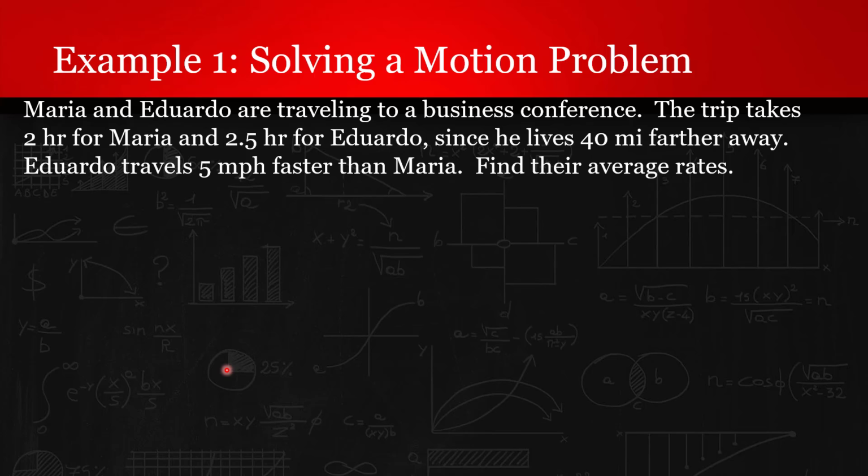And here is our first motion problem. Maria and Eduardo are traveling to a business conference. The trip takes 2 hours for Maria and 2.5 hours for Eduardo because he lives 40 miles farther away than Maria does. We also know that Eduardo has a lead foot. He's going to be traveling on average 5 miles an hour faster than Maria, and we need to find their average rates. So how are we going to handle this problem?